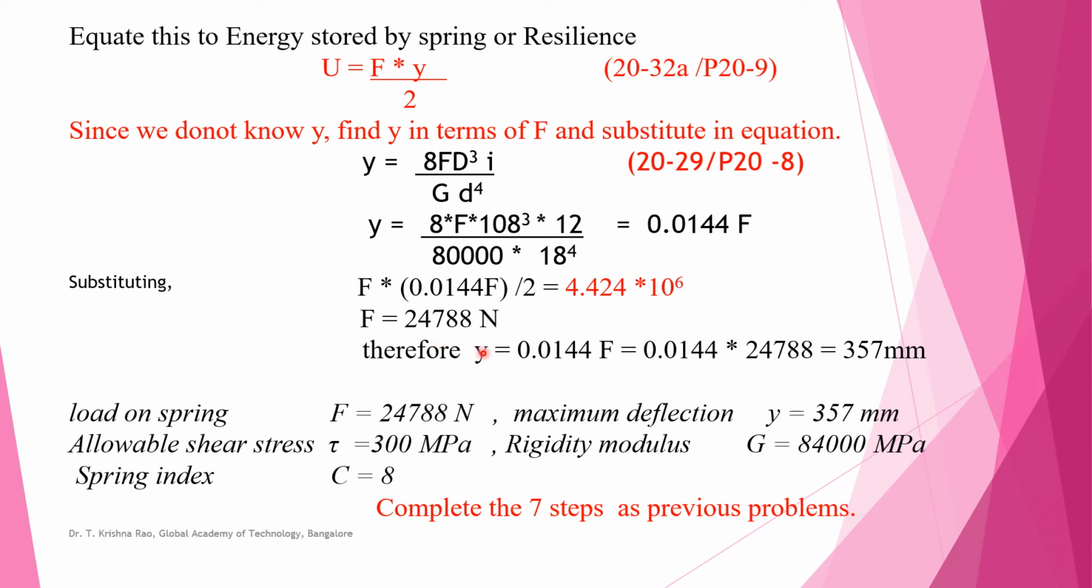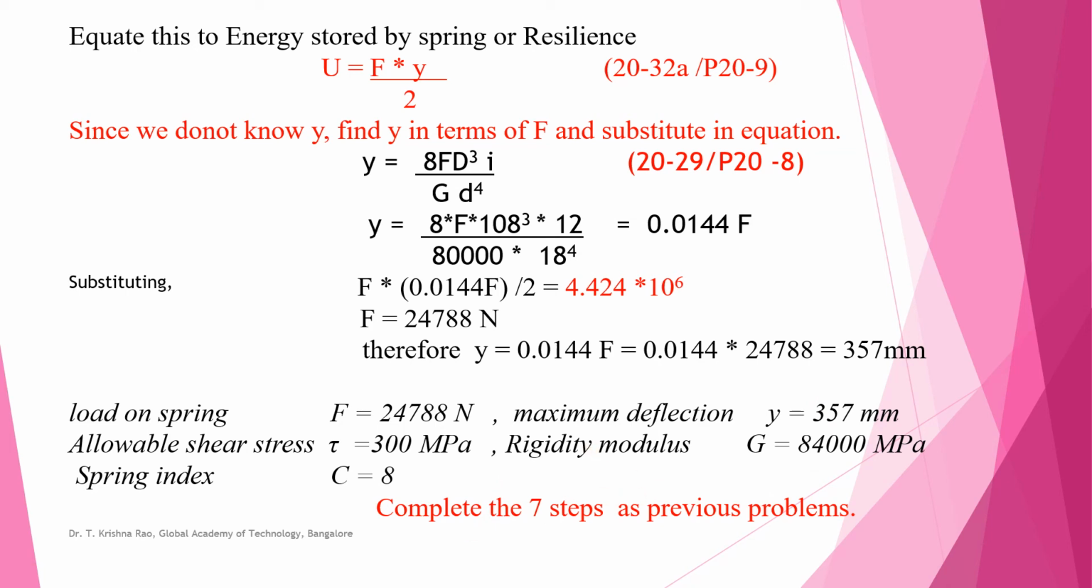One problem, Y is given directly, second problem, Y is indirectly given in the number of coils and then wire diameter. So after knowing the value of F, we find out the Y, then complete the remaining problem. F is now calculated, Y is calculated, tau, G and C are given in the problem.